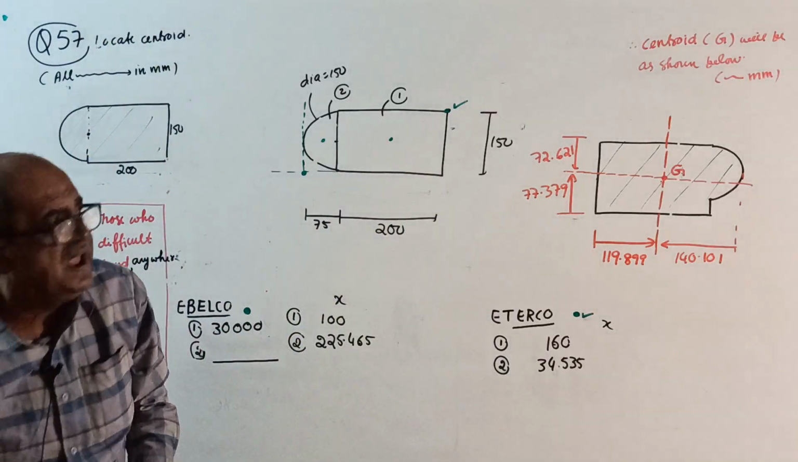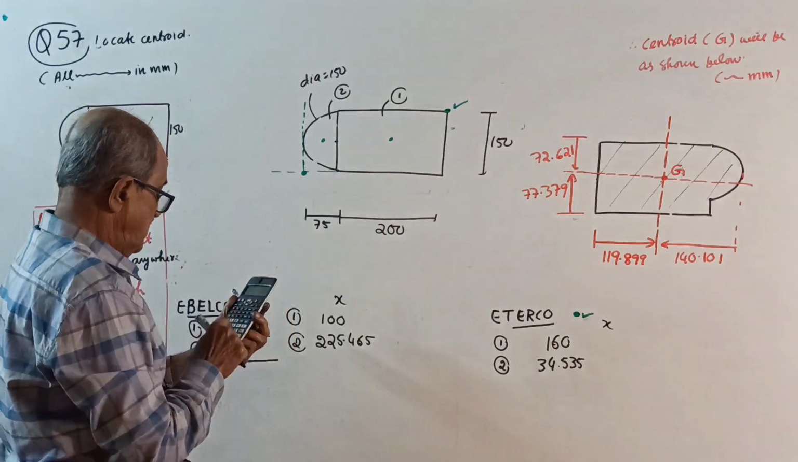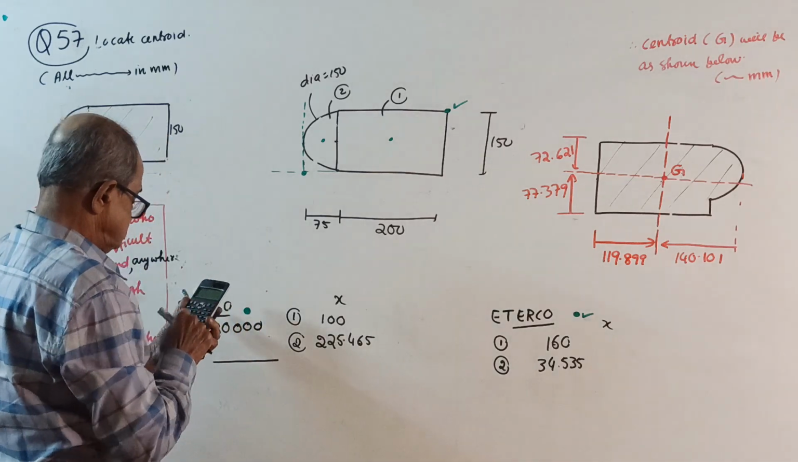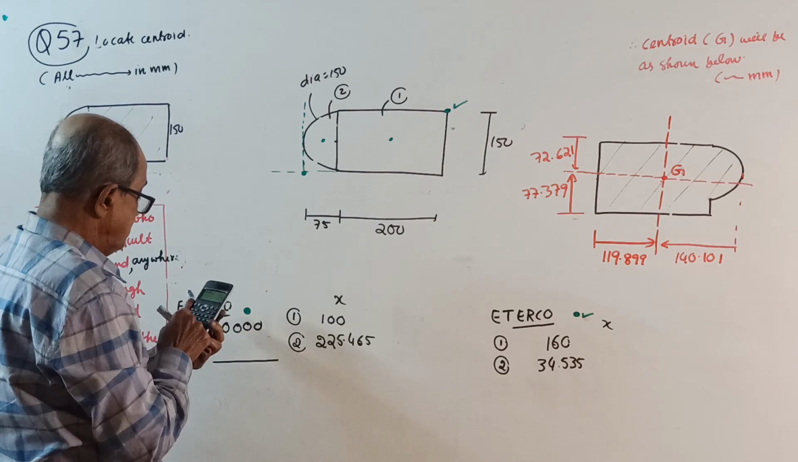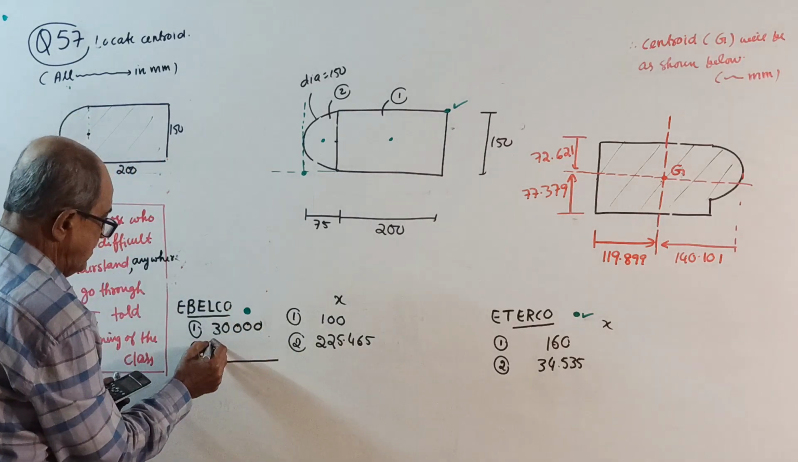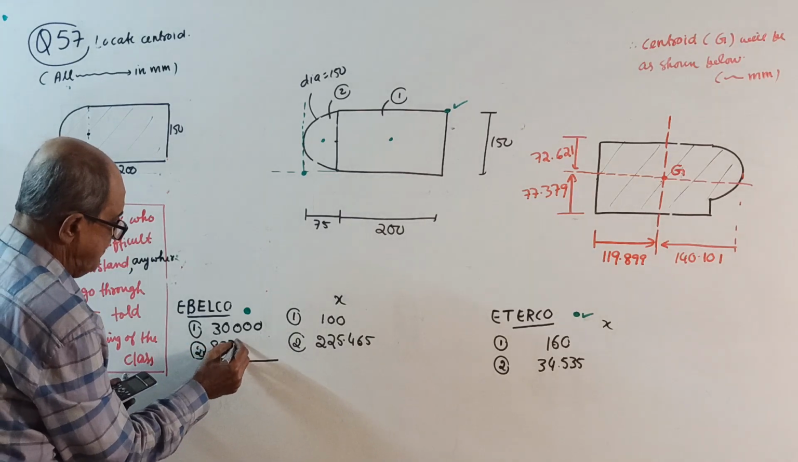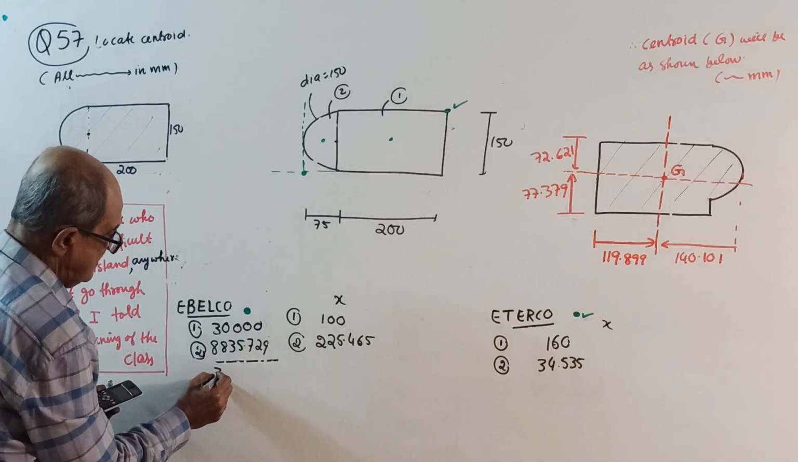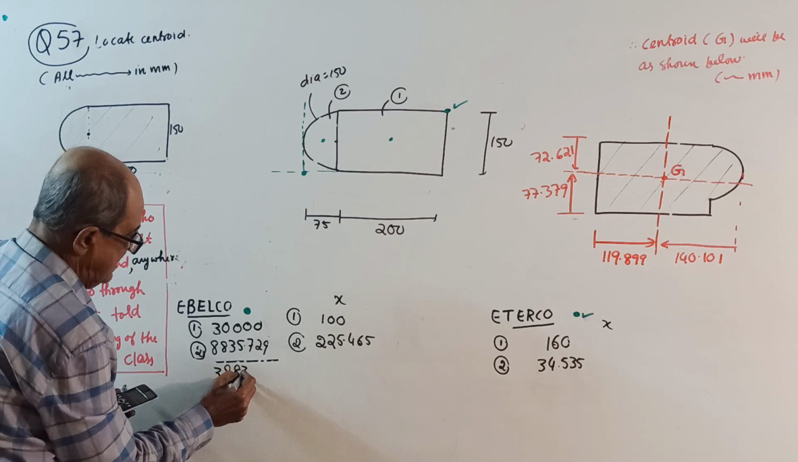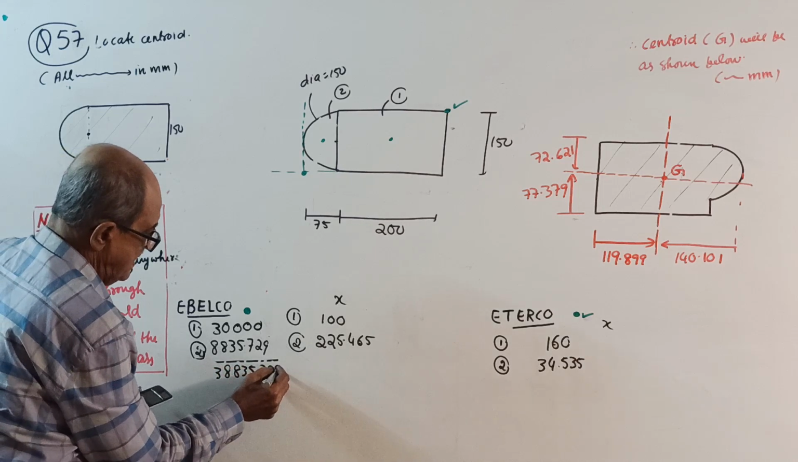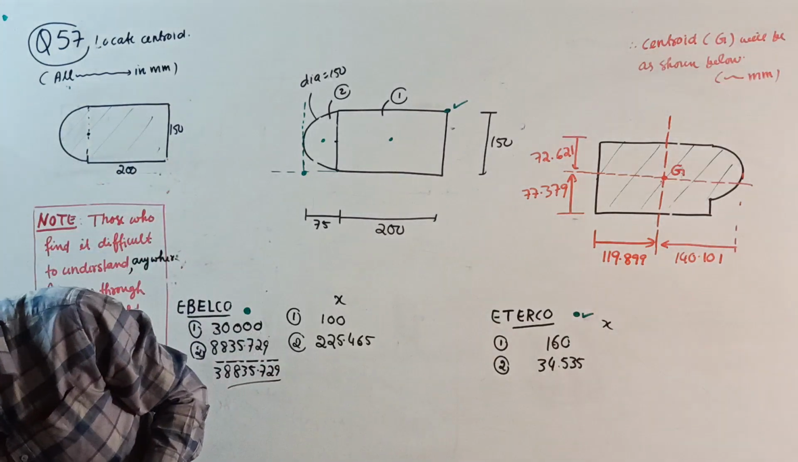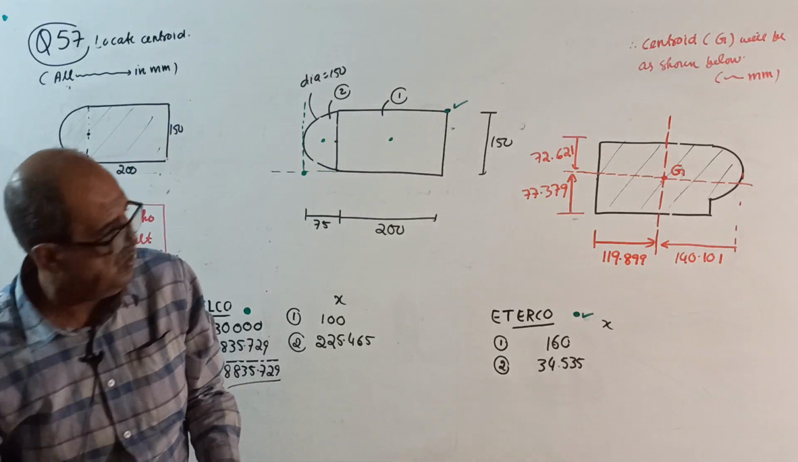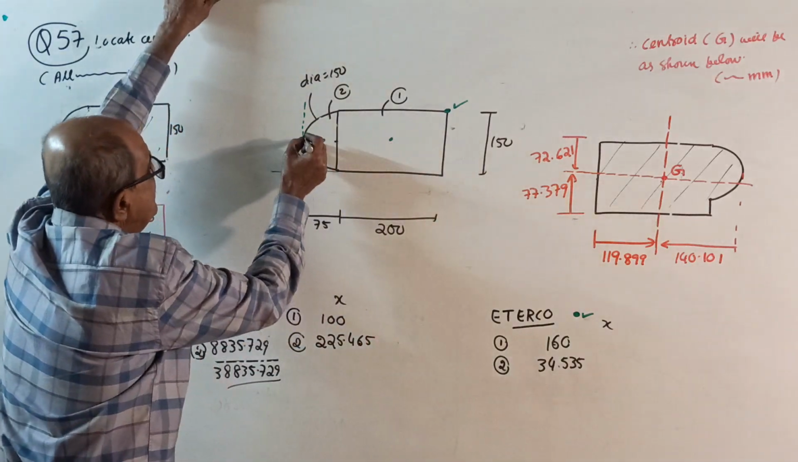A2 will be pi by 8 of 150 squared. Oh, the calculator is not on. Pi by 8 of 150 squared is 8835.729. So the total area is 38,835.729. Correct answer, I noted it down. Now, the x distance from this origin.